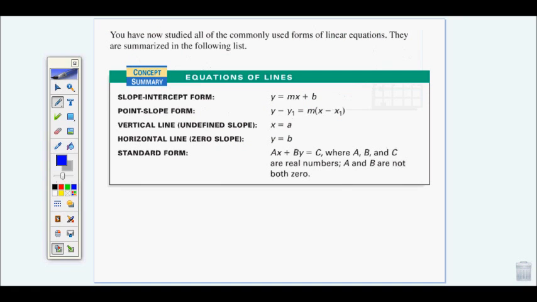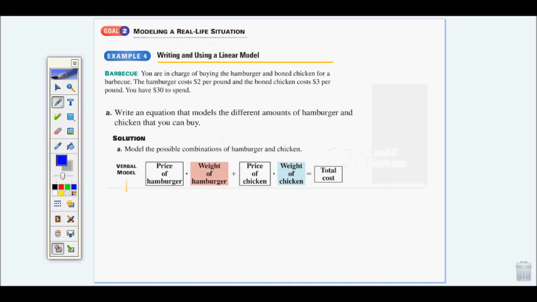And then we have a quick concept summary of all the different types of equations of a line. You can pause this if you need to. Make sure you have these in your notes. And we'll finish up with a real life situation.